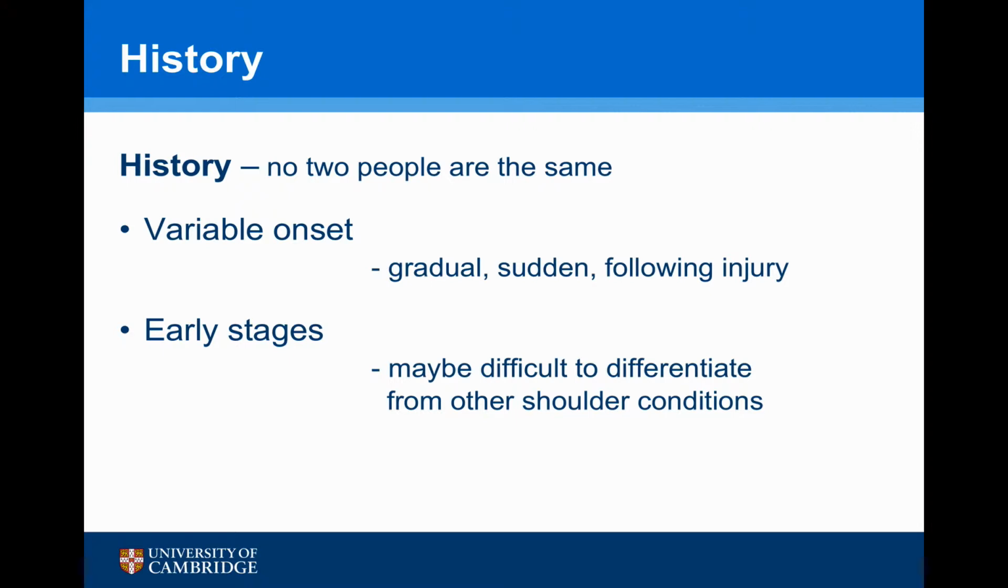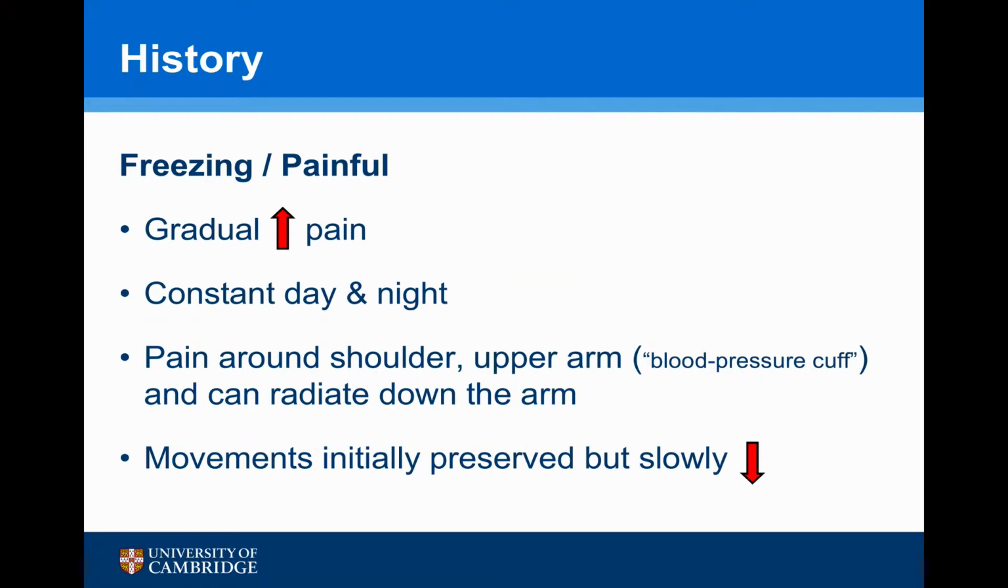In the early stages, it's sometimes difficult to differentiate a frozen shoulder from other shoulder conditions such as a tendinitis. Over time, the pain gradually increases and can become constant day and night. The pain is around the shoulder and often radiates down into the upper arm, even down into the fingers. Some people describe it as a blood pressure cuff-like tightness around the upper arm.